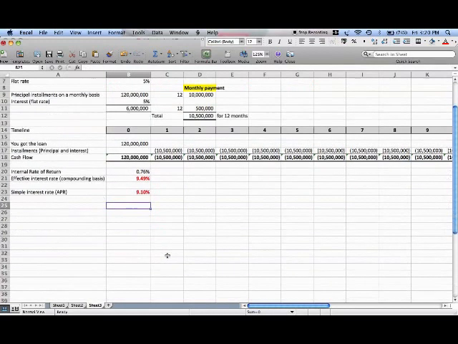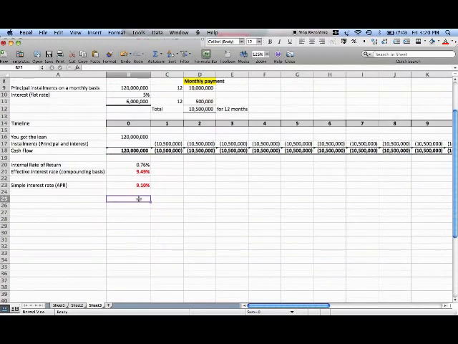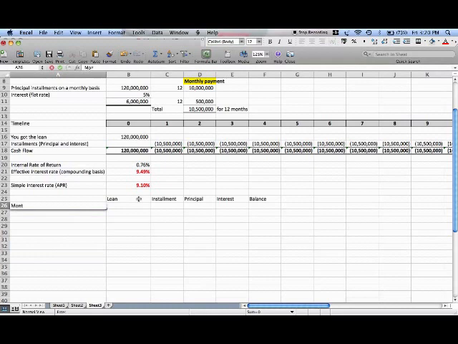I can make it easy to show you. So this is the loan, and then you have your principal installment, and then you have your interest, and then you have your balance. Initially in month 0, and then you have month 1. I drag it down.